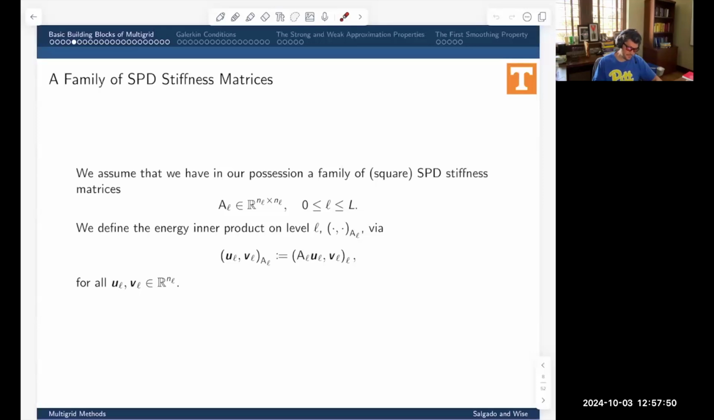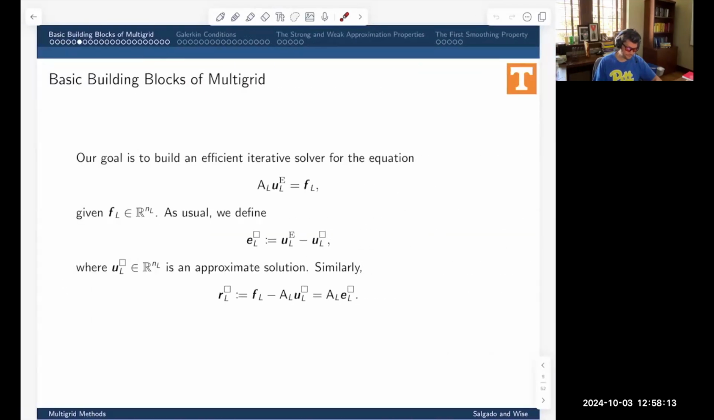But we have this family of SPD stiffness matrices, which may or may not be related to each other through a Galerkin condition. And of course, if each one is a symmetric positive definite stiffness matrix, we can create energy inner products with each one on each level. And so we talked about that last time.